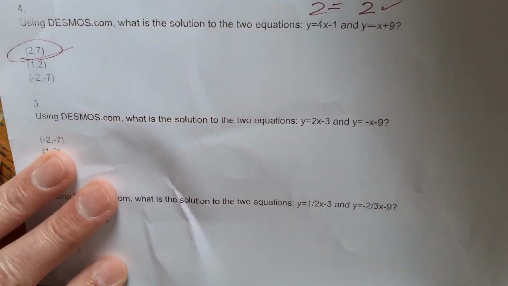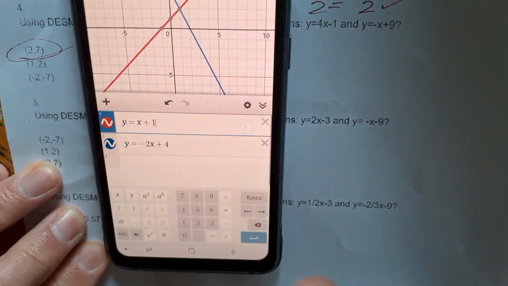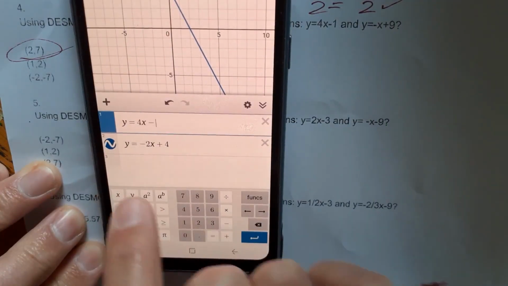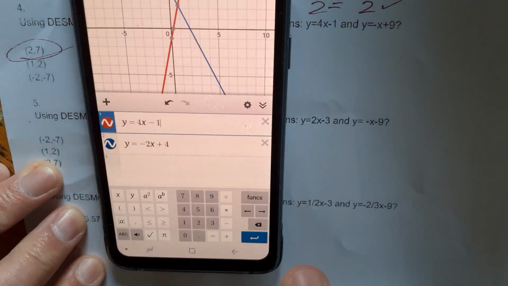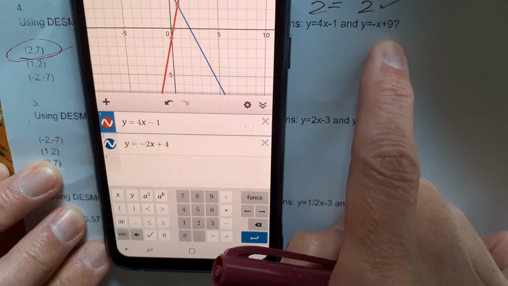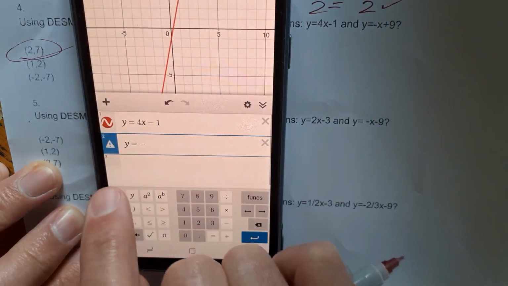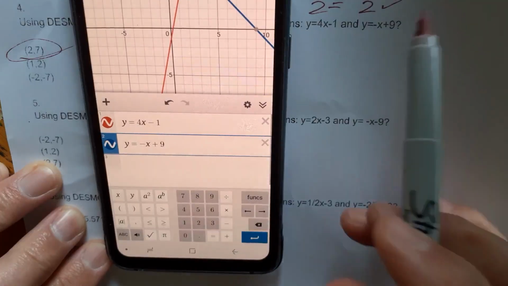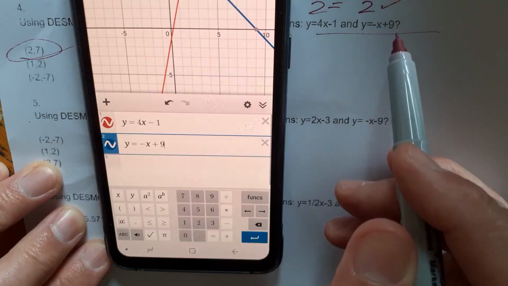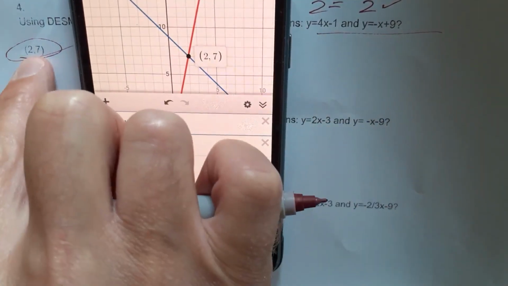We know it's 2, 7 here, but let's go ahead and prove it using this one. Let's say y equals 4x minus 1, and we have negative x plus 9. So 4x minus 1 and negative x plus 9. Here's our intersection right here. Let's click on it twice. 2, 7. That confirms that.